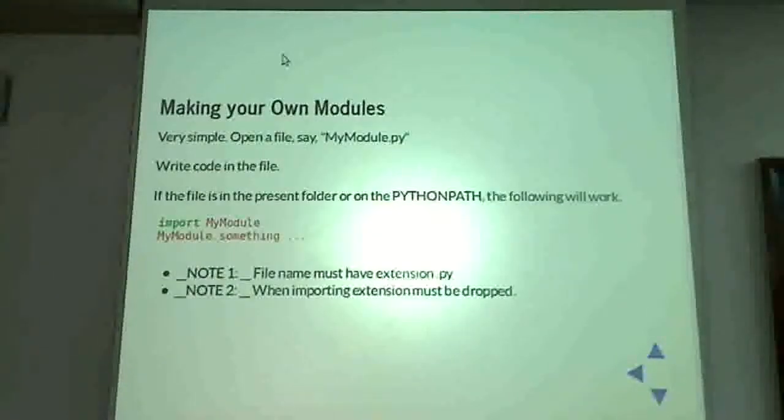Okay, so let's end today's class by learning how to make our own modules. It's not as difficult as it sounds. Simple. Open a file, give it a name with a .py extension. Write code in the file. If the file is in the present folder, fine. If it is not, edit the Python path variable to add the directory in which this module is sitting. And just say import module and then start saying mymodule.something and so on.